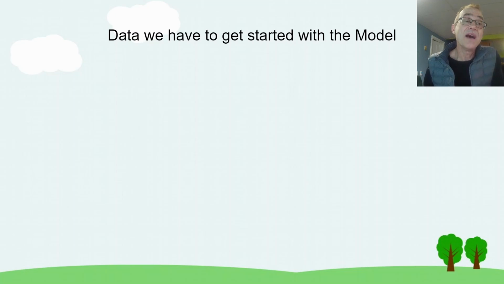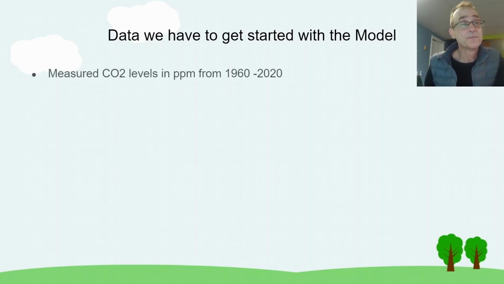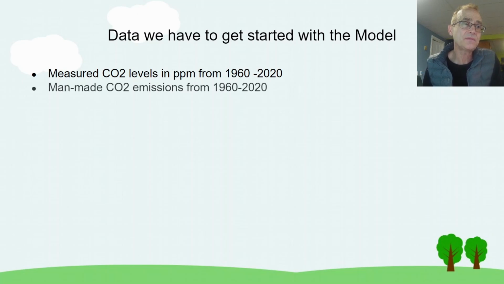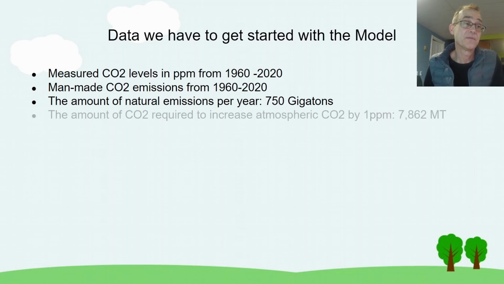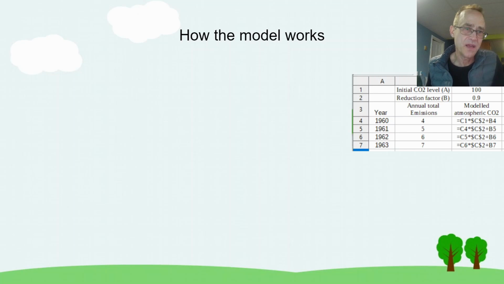Here's the data that we have to get started with the model. Measured carbon dioxide levels in parts per million from 1960 until 2020. Man-made carbon dioxide emissions from 1960 to 2020. The amount of natural emissions per year, 750 gigatons. The amount of carbon dioxide required to increase atmospheric carbon dioxide by 1 part per million, 7,862 megatons. Here's how the model works that I made.